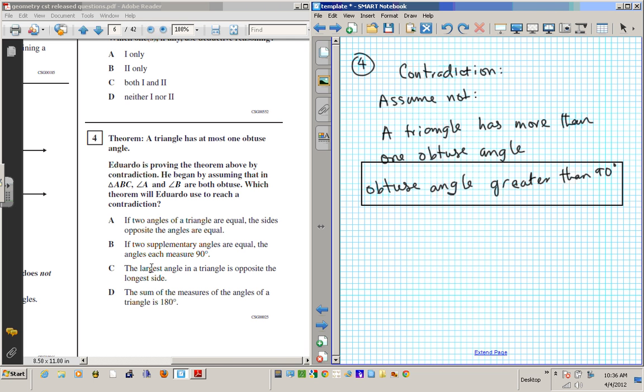And then the C says the largest angle in a triangle is opposite the longest side. That's always true, but it tells us nothing. It's not a contradiction to this. How about the sum of measures of angles in a triangle is 180?